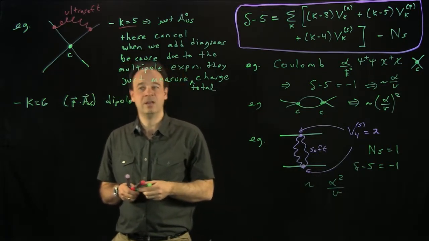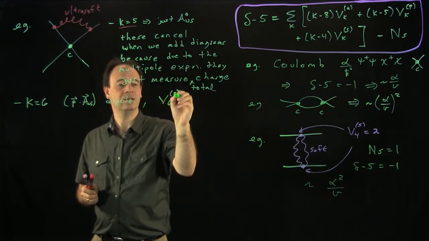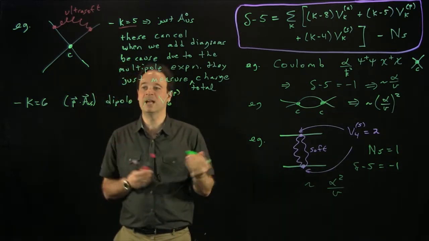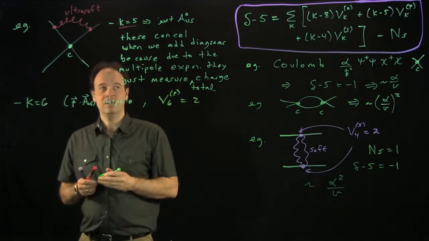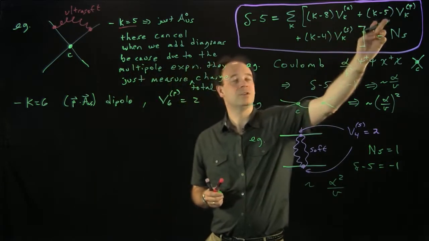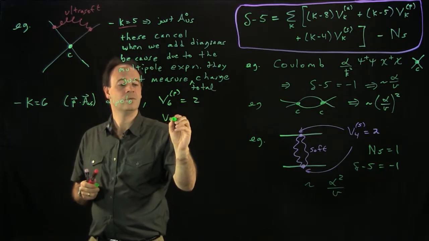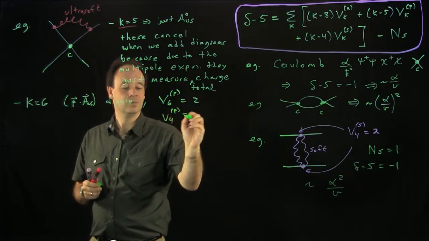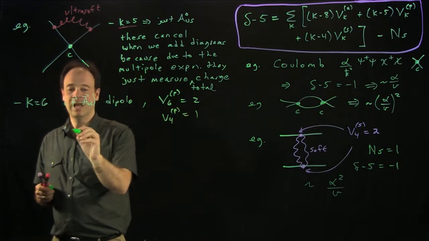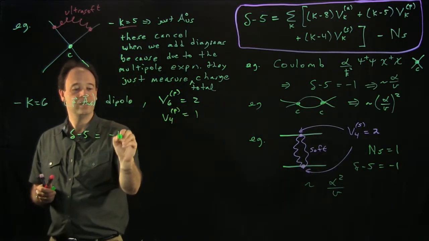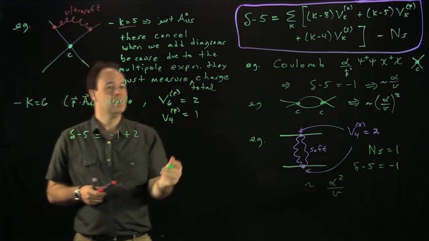OK, so let's think about that. So that's k equals 6. So that's a V6. And then this is in the potential Lagrangian, because it's an interaction between potential and ultrasoft. And we have 2 of those. OK, so that's going to give a contribution here from this term. And then we also have the Coulomb interaction. So we also have a V4P, which is 1. And the V4P will also contribute. So when we add things up, we have delta minus 5, minus 1 from the V4P, and then plus 2 from the V6.